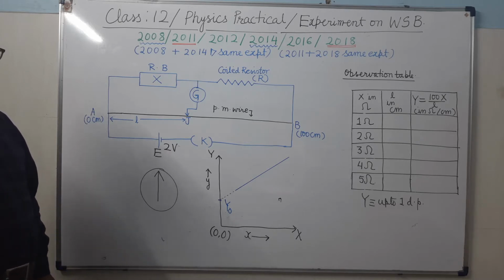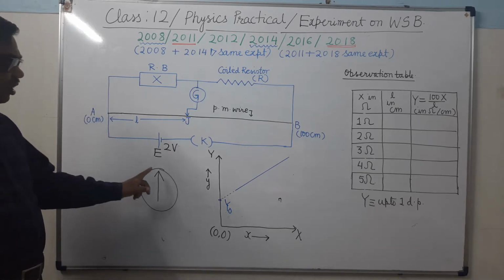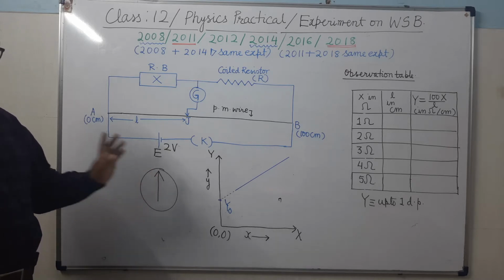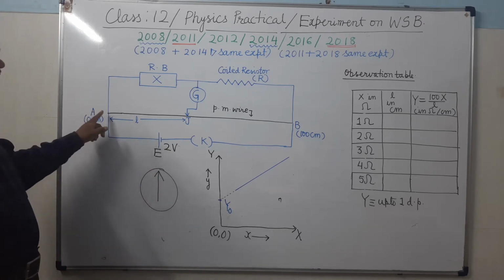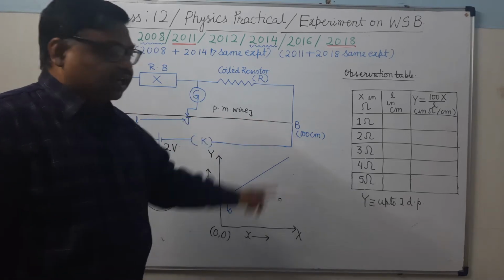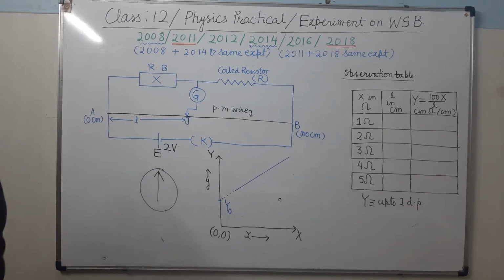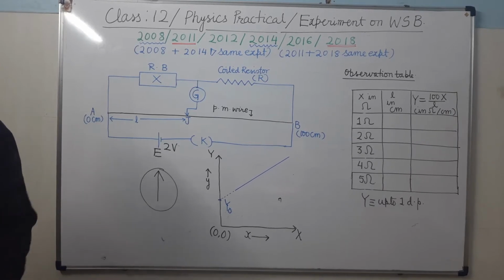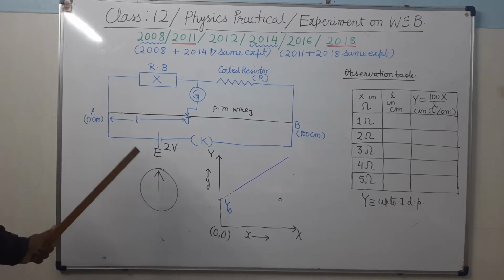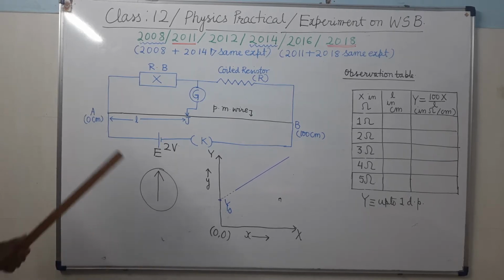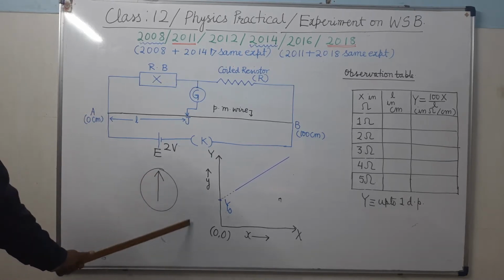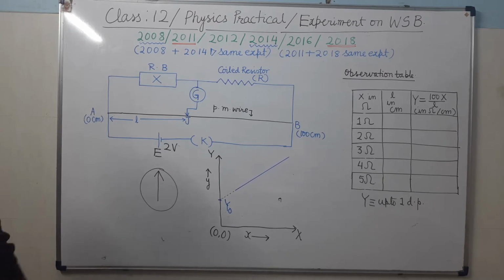Before beginning the experiment, first you will ensure that the galvanometer needle deflects in the opposite direction on touching at the end A and on touching at the end B. What is its meaning? Suppose you have touched it at the end A and it is deflecting in clockwise direction. Then on touching at the end B, it should deflect in anti-clockwise direction.